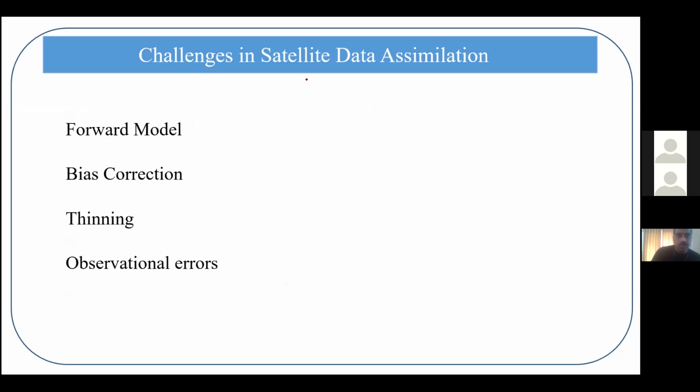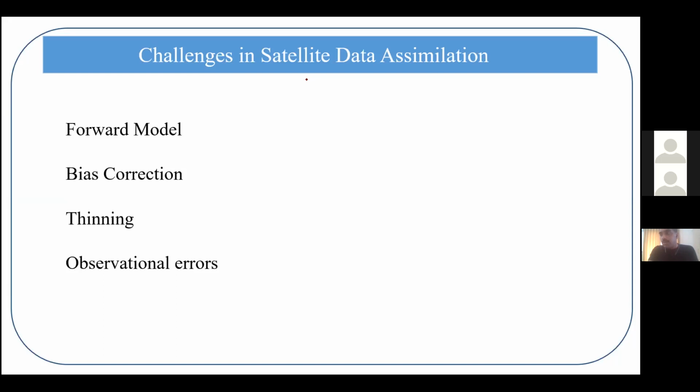So the major challenges when we do satellite data assimilation start with the forward model, which converts the model variables into the radiances. Then we need to perform bias corrections and thinning. And another major issue is the observational errors. Observational errors in the data assimilation system are assumed to be uncorrelated. But in the case of satellite data assimilation, if you assume the observational errors are uncorrelated, it's going to cause a lot of noise in your initial conditions.